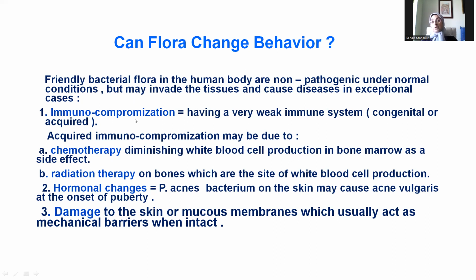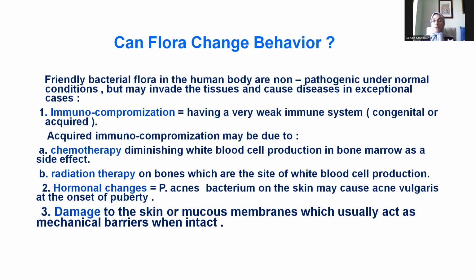If the host is immunocompromised, and immunocompromised means that there is a severe drop in the power of the immune system in the human body, like when you take, for example, chemotherapy or radiotherapy, in such a way the friendly flora act in an opportunistic way and take advantage from that temporary weakness of the immune system in the human body and will attack, although usually they do not attack or invade.